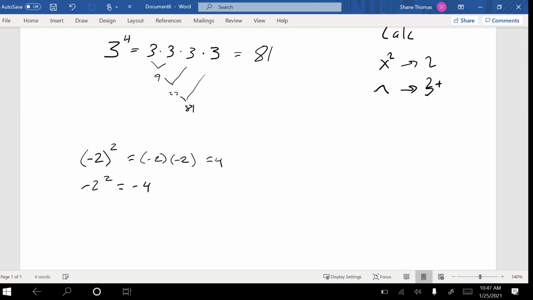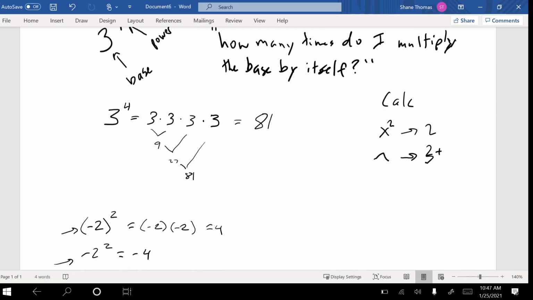You guys see the difference there? The first one is including the negative with the parentheses. Here, it's not including it. So just be careful with that. Questions so far? Anybody? All right.